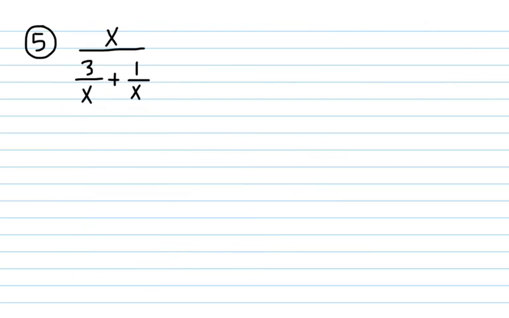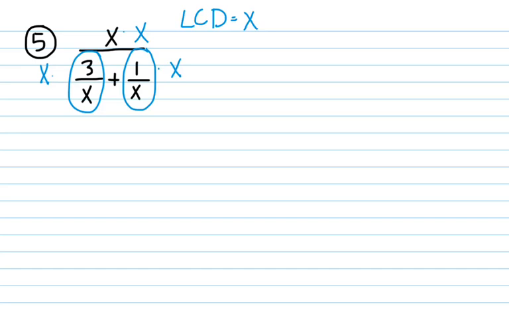Now in number 5 you'll see that we start working with variables. So find all your baby fractions. I have one here and one here. What's the LCD? It's an x. So I'm going to multiply all of the terms in this entire problem by x. This term times x, this term times x, and this term times x. Even though that wasn't a baby fraction, it gets multiplied.